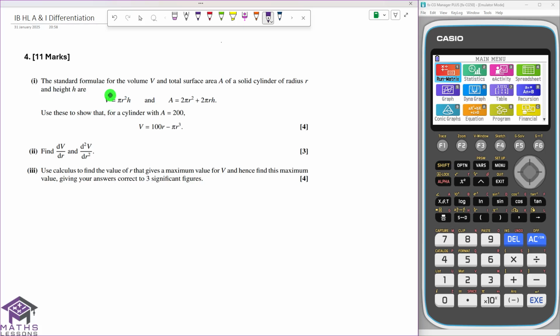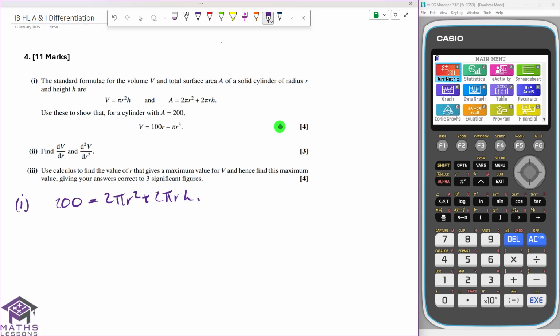So we've got these standard formulae: V equals pi r squared h and A equals 2 pi r squared plus 2 pi r h. We're going to use these to show that for a cylinder with A equals 200, V will equal this. So let's start off doing part 1. And we've got A, which is 200, equals 2 pi r squared plus 2 pi r h.